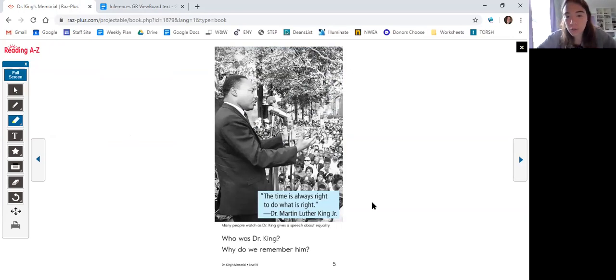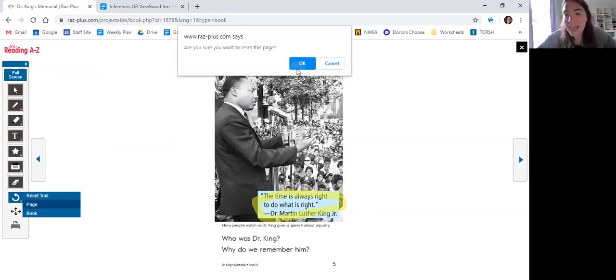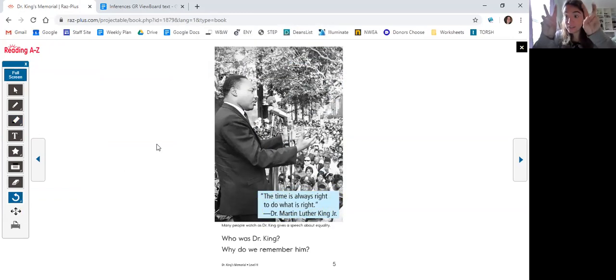Friends, I also want you to read these little blue boxes. You're going to find these throughout the book. These are boxes that have quotes, which means these are words that Martin Luther King Jr. actually said. We learned that quotation is when someone is speaking.